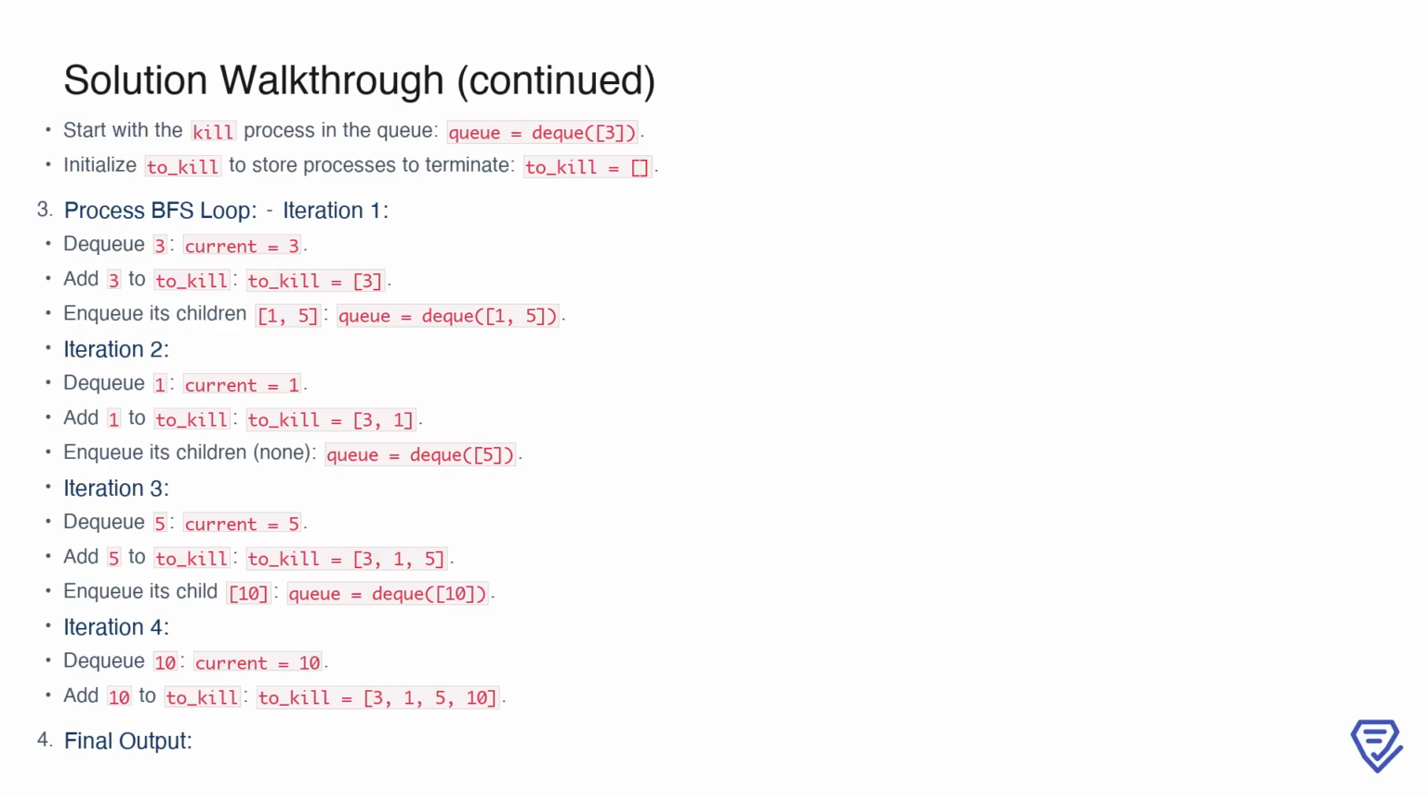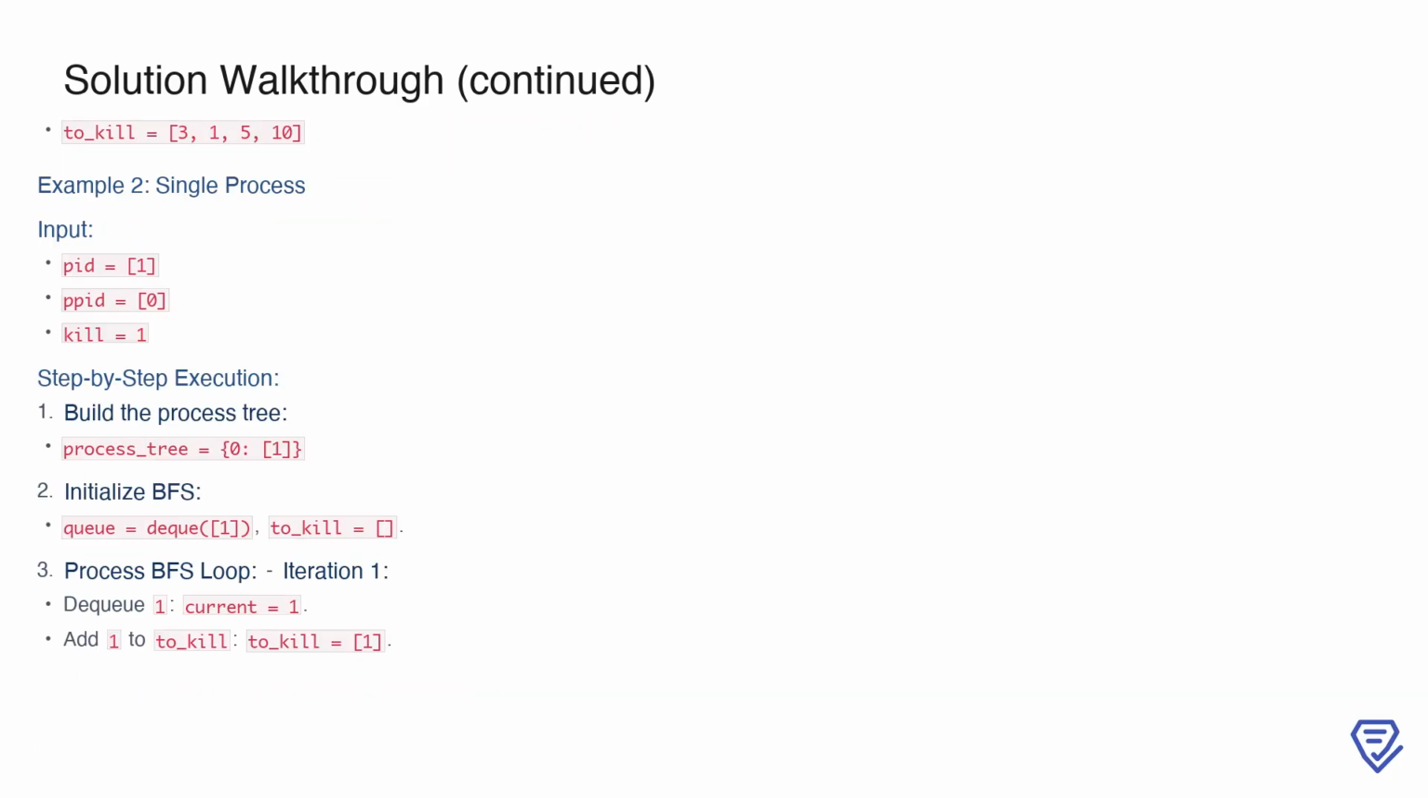In the third iteration, we process 5, adding it to to_kill and enqueuing its child 10. Finally, in the fourth iteration, we dequeue 10, add it to to_kill, and since it has no children, the queue becomes empty. At this point, the BFS traversal is complete. The result of the traversal is the list to_kill, which contains all processes that need to be terminated: 3, 1, 5, 10. This output represents the process we wanted to kill and all of its descendants in the tree.